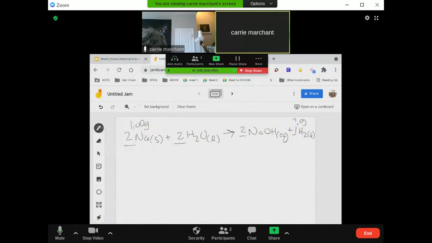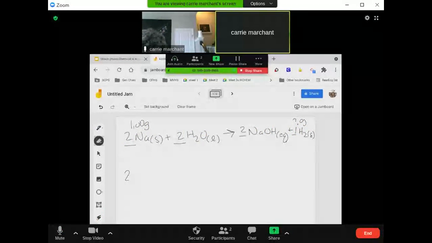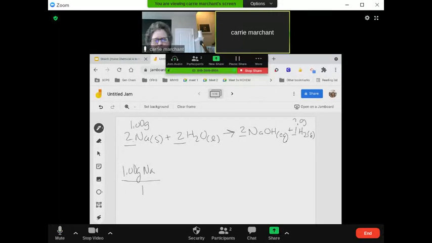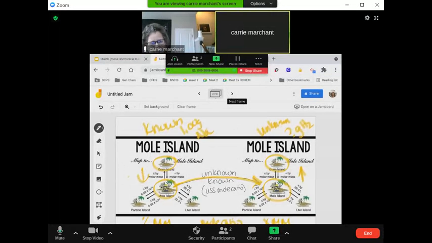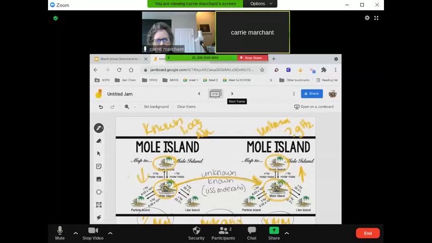Start with what you know. Rewrite that. 1.00 grams of sodium over 1. That's our starting place. How many conversions do we have? Let's go back and double check. Okay, we have how many arrows? 3 arrows. How many cheat codes do we have? 3. That means we have 3 fraction bars.